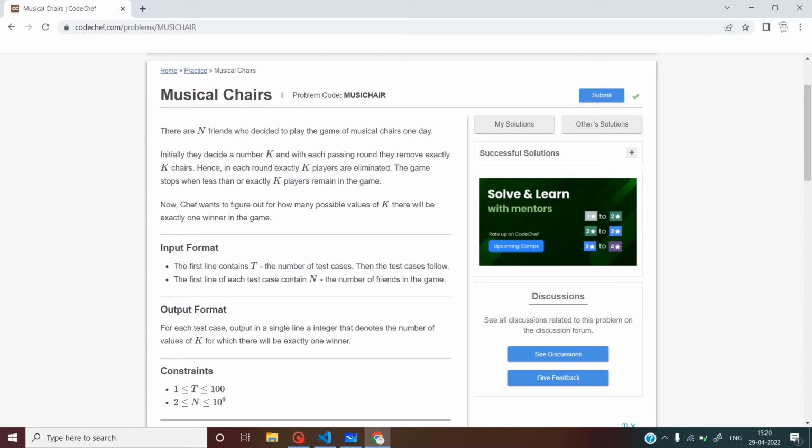So hello everyone, today we are going to solve this problem, Musical Chairs. In this problem we are given that n friends decided to play a game of musical chairs. Initially they decide a number k and with each passing round they remove exactly k chairs. Hence in each round exactly k players are eliminated.